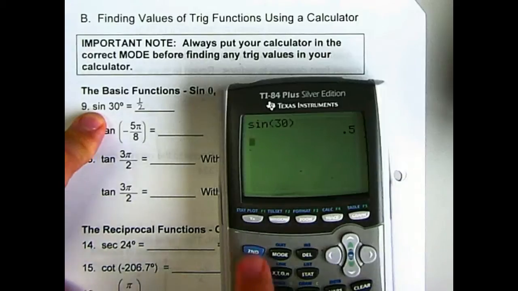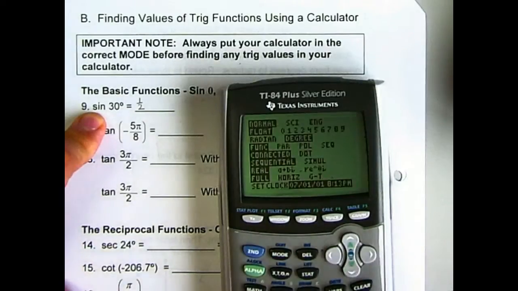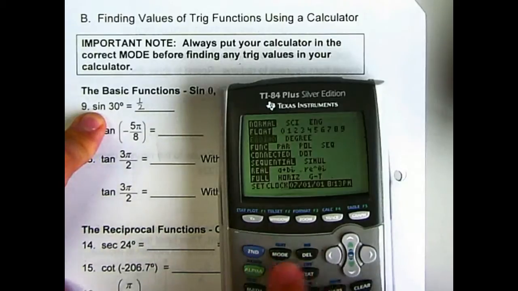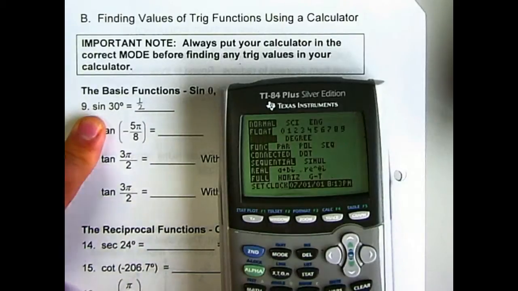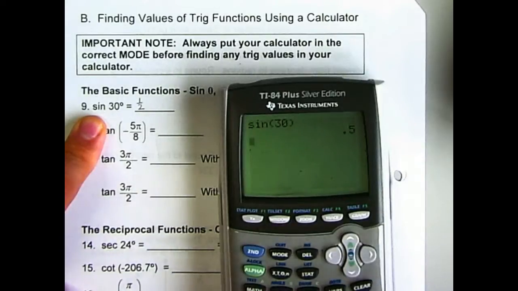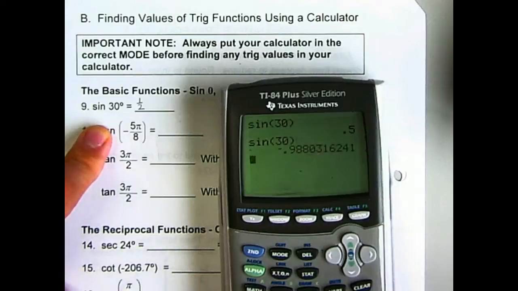If you don't do that, if we go back to our mode here and we set it to radians, and we do the same thing, it's obviously going to give us something different. What are we really asking the calculator? We're asking the calculator, what's the sine when our angle is 30 radians? And it's going to give us a totally different answer here.